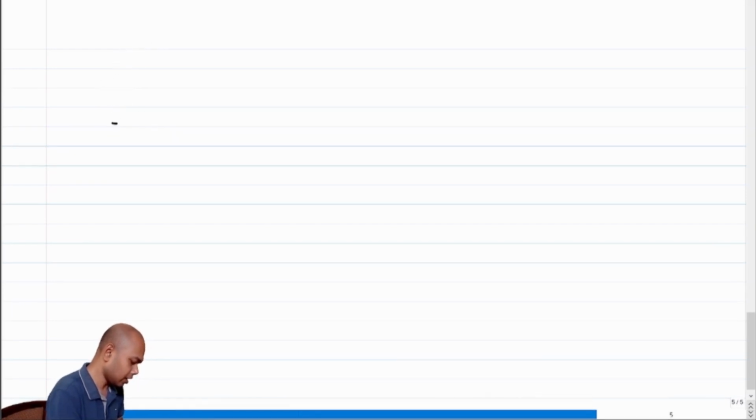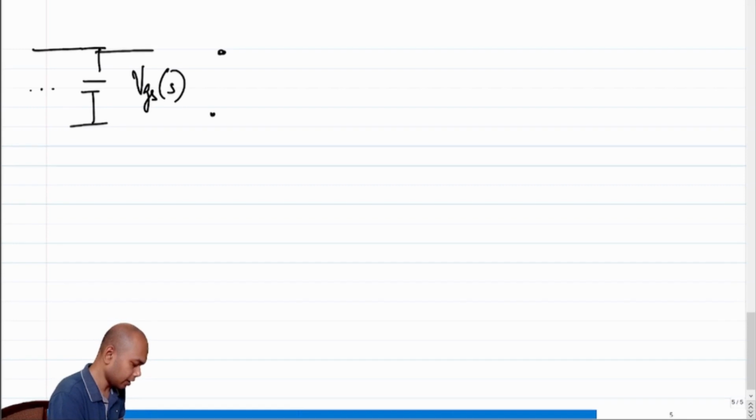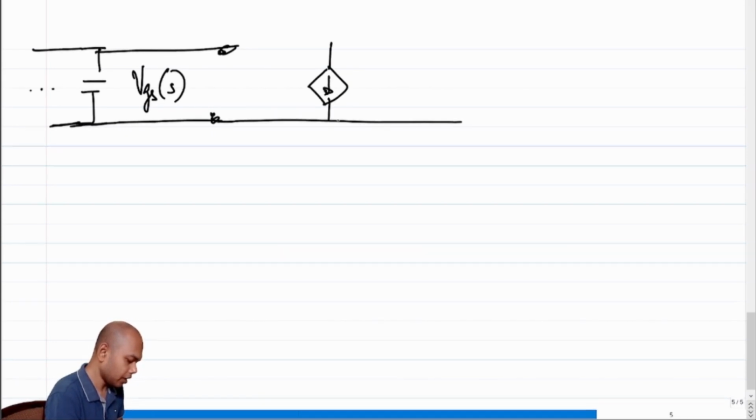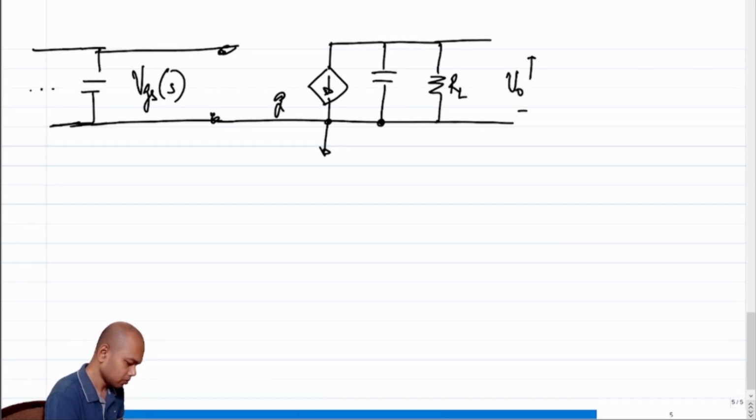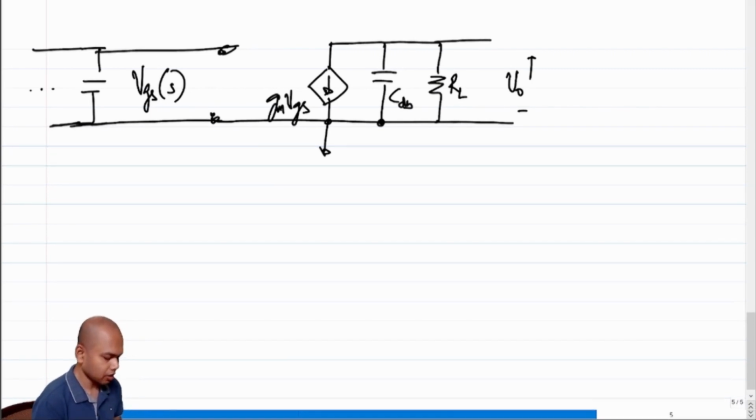So now let's concentrate on the output side, right? So let's say this is VGS, and we know what is the VGS. So let's say this is VGS of S. Right? So this VGS of S got generated because we have some stuff connected to it, right? Now we want to find out what is the final output, because that's what the goal is. Okay. This is CDB.